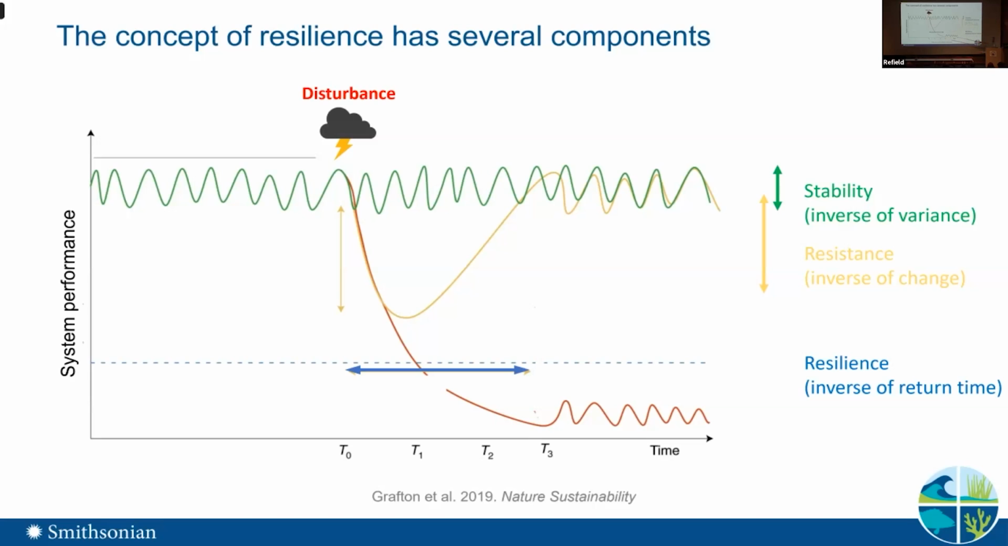Oftentimes, that will decrease the system's performance, and the distance to which it changes, the magnitude of that change, let's say, is the inverse of its resistance. So if the system changes a lot when the storm comes, that's high resistance. If it doesn't change much, low resistance.